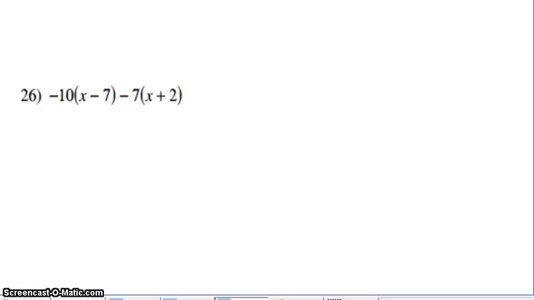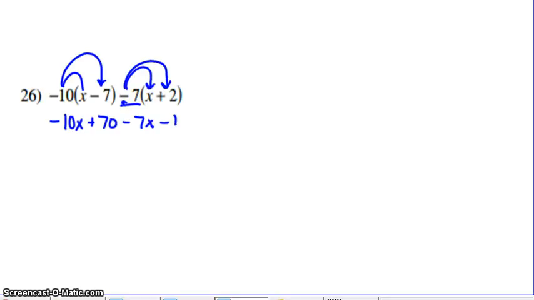One more. In this example, we have two situations where we need to distribute. So we're going to take negative 10 and multiply it by x, negative 10x, and negative 10 multiplied by negative 7, which gives positive 70. And then we're going to take this negative 7 and multiply it by x, which is negative 7x, and multiply it by 2, which is negative 14. Oops, I'm getting ahead of myself here.